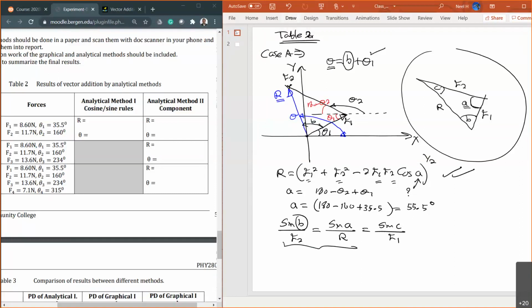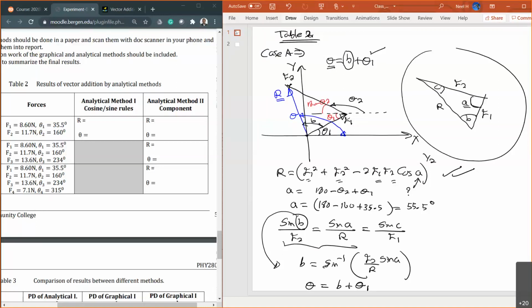Now I can easily find this B. B is equal to sine inverse of, cross multiplying, F2 over R, considering only these two, times sine of A. That is angle B. If I know angle B, I can say the angle theta of the resultant is equal to angle B plus theta 1. So that's the idea. Then I know both the magnitude and the angle of the resultant. Okay, question.